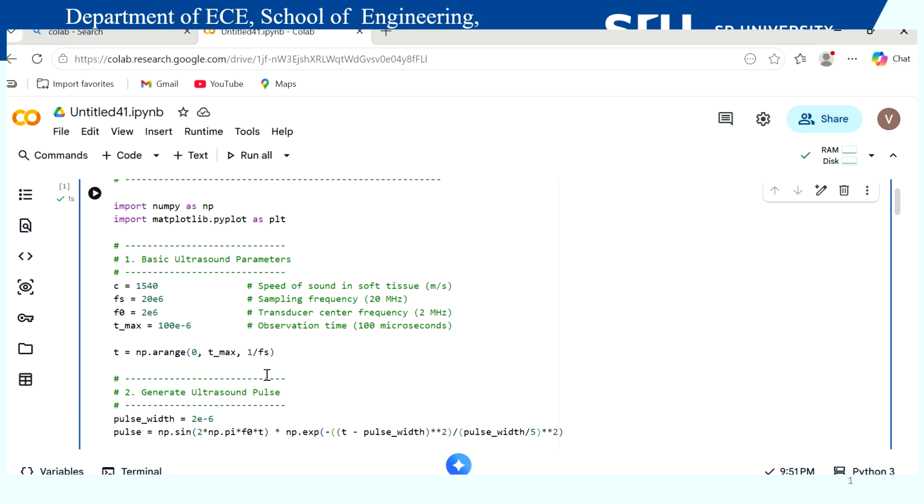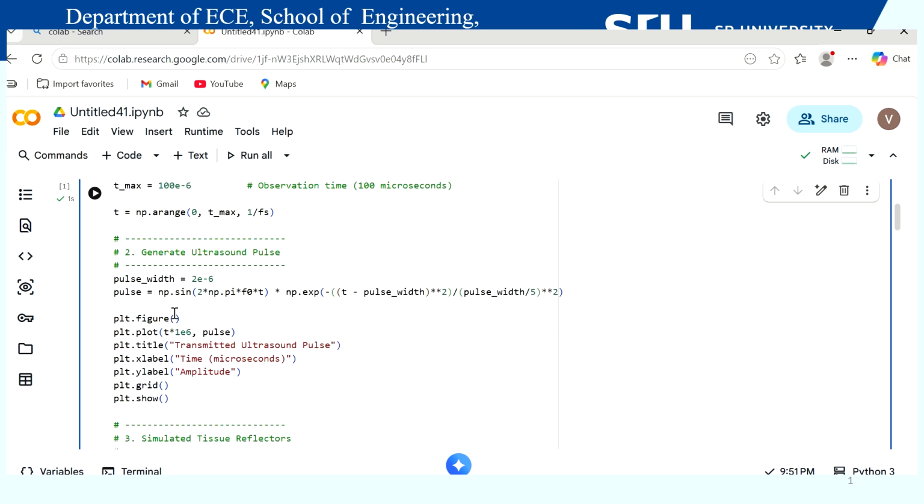And then the code is t equal to np.arange(0, T_max, 1/Fs). It creates the time axis. So the step size is 1 by Fs. This time increases in very small intervals, so the step size is very small. And finally, this equation generates an ultrasound pulse, and the pulse width is equal to 2e-6.